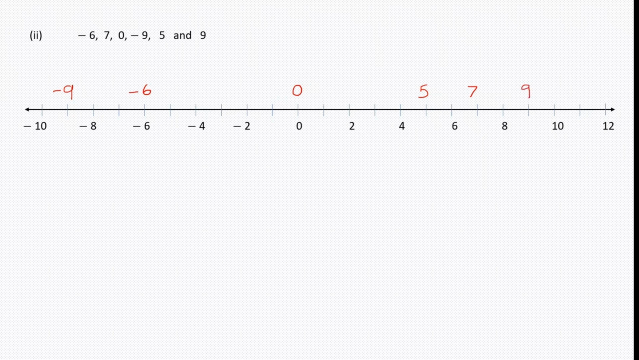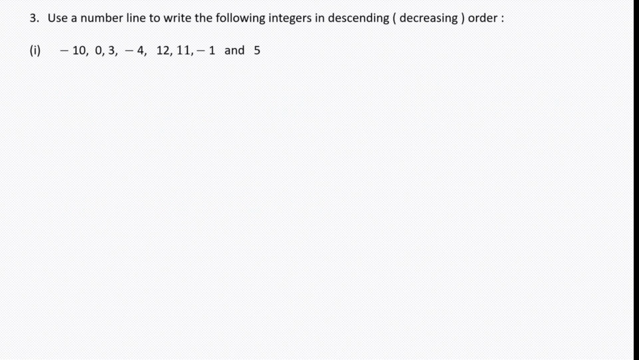Now let's write just the numbers which you see above the number line from left to right. So minus 9 is less than minus 6, is less than 0, is less than 5, is less than 7, is less than 9. So we've got the numbers in ascending order from small to big. Use a number line to write the following integers in descending order, this time from big to small.